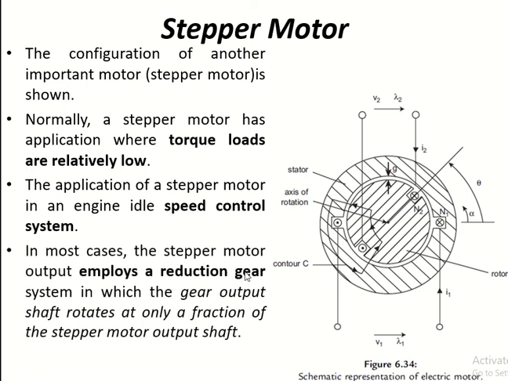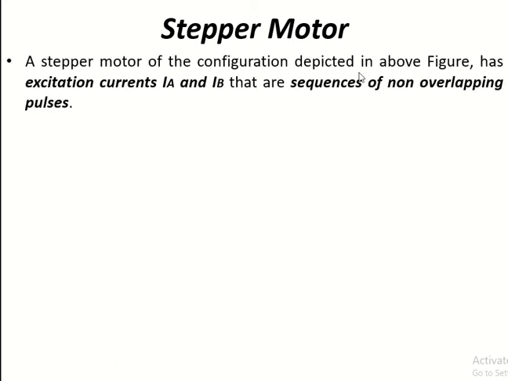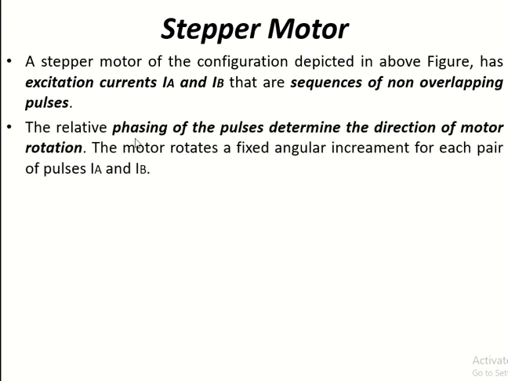In most cases the stepper motor output employs a reduction gear system in which the gear output shaft rotates at only a fraction of the stepper motor output shaft. The stepper motor of the configuration depicted in the above figure has excitation currents IA and IB that are sequences of non-overlapping pulses. The relative phasing of the pulses determines the direction of motor rotation. The motor rotates a fixed angular increment for each pair of pulses IA and IB.